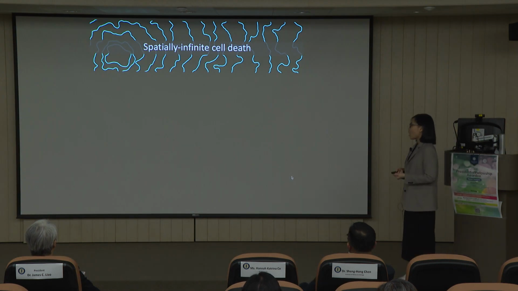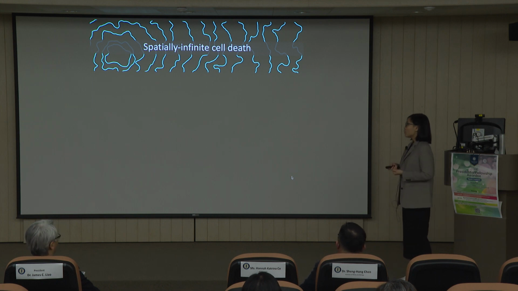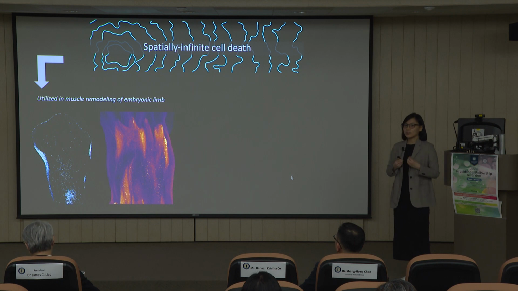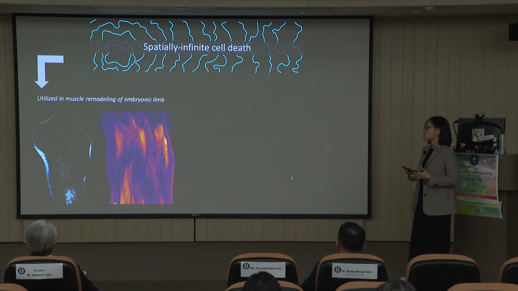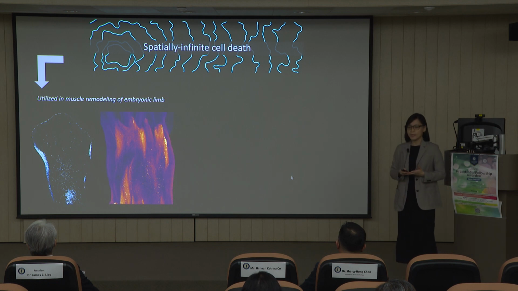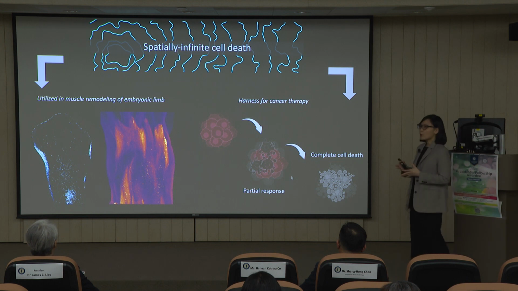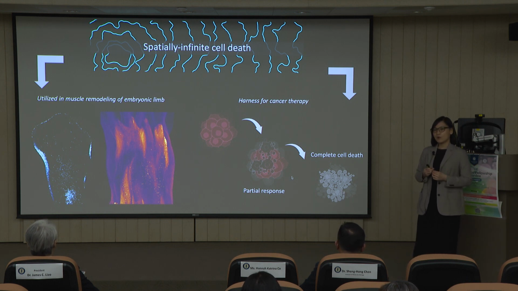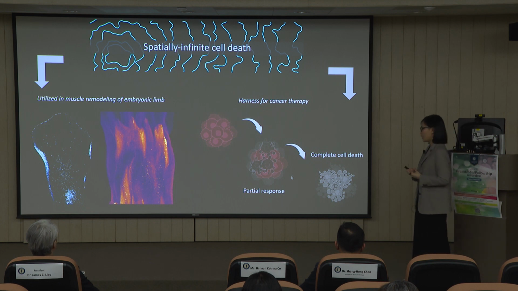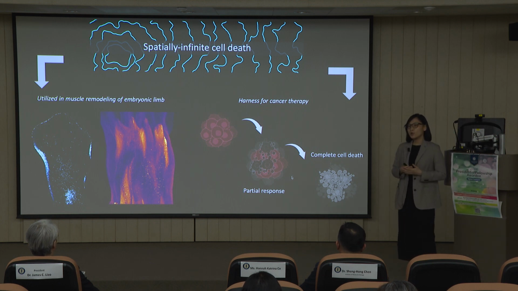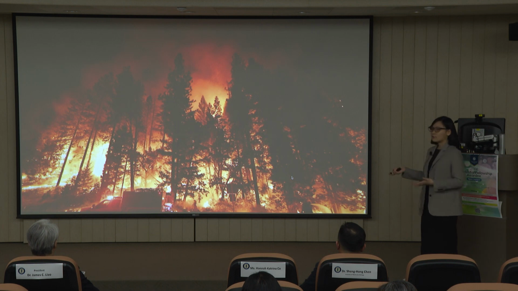So today I want to talk about how nature could utilize this propagating cell death for sculpturing our tissues during development. And furthermore, we venture into the possibility of harnessing this propagating cell death for cancer therapy. But before we go into this, we first want to know the basic ingredients that allow for cell death trigger waves to occur. And with this, I want to make an analogy to wildfires.